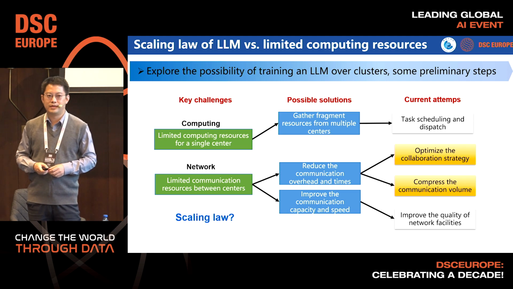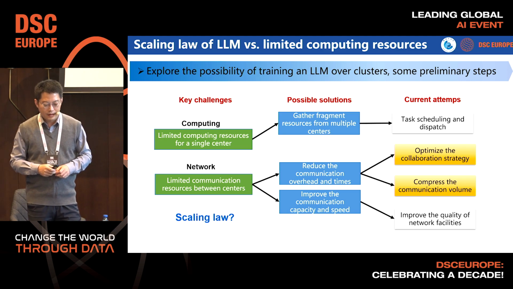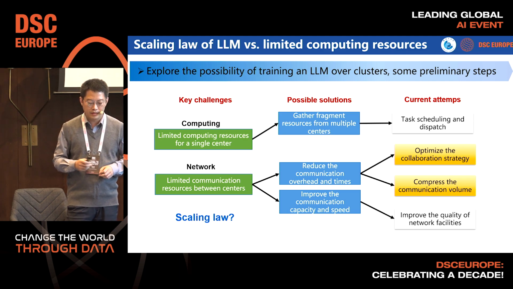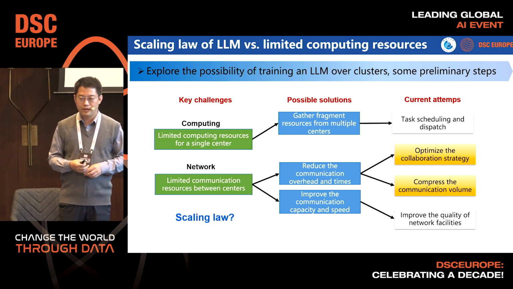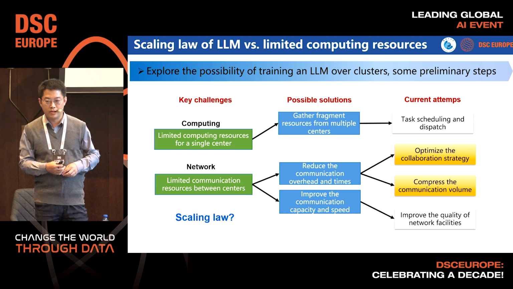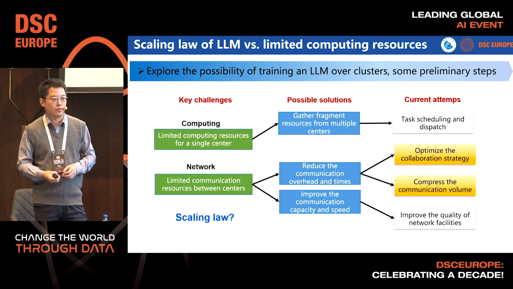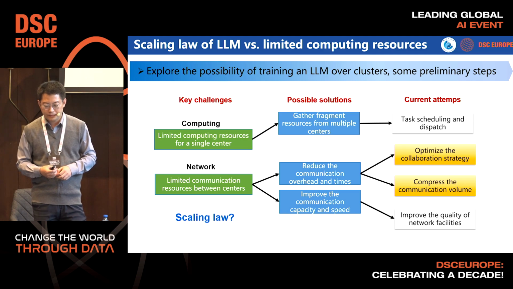There are some critical challenges of doing so. One is the computing challenge. We have limited computational resources in a single center, and the other is the network challenge. We don't have enough communication resources. For example, we don't have enough network bandwidth to transfer several gigabytes of data at one time, so we need to wait for the data to be transferred. It's different from the IB network or the RoCE network within one computing center.